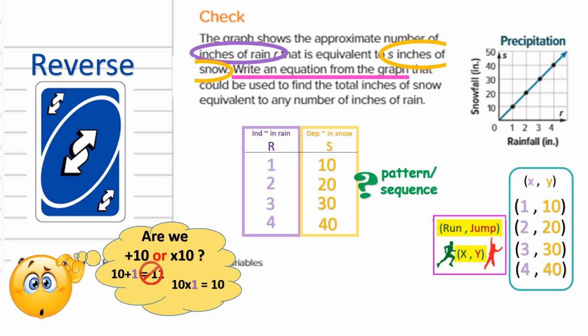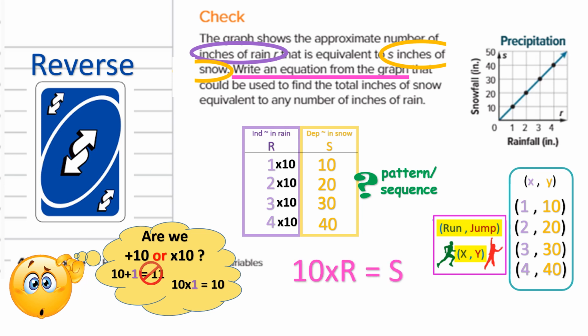So if I check my multiplying, and I take 10 times 1, which is my independent variable, I do get that dependent variable of 10. And if I take 10 times 2, I do get that dependent variable of 20. And 3 times 10, 4 times 10, those all check. So I know what I'm doing mathematically is taking my independent variable, which is going to be an R in this case, and multiplying it by 10. And then that will give me my outcome.